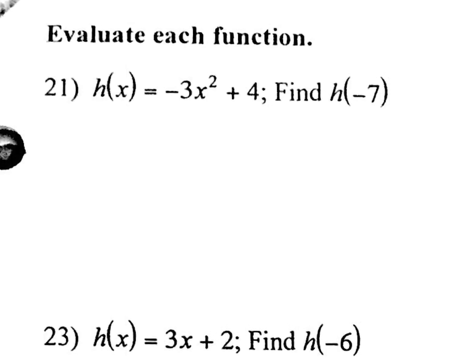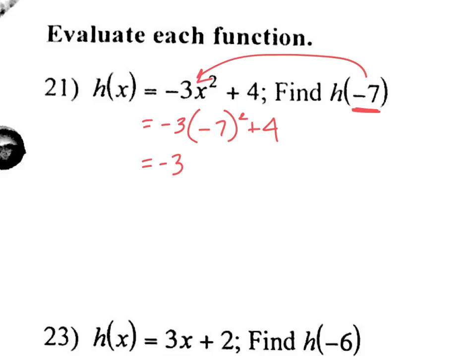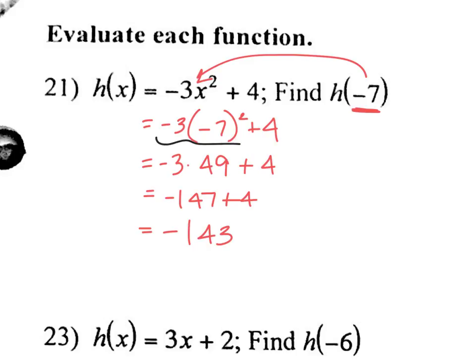All right, so question 21. H of -7 means I just want to replace the variable with -7 and find its value. So I'm going to have -3 times -7 squared plus 4. That's going to give me -3 times -7 squared, that's how you read that, is -7 times -7, which we all know is positive 49, plus 4. When I do 49 times 3, I'm getting -147 plus 4, which is going to give me -143 here. All right, so you really just want to make sure that you pay attention to how this whole sign situation is playing out in this problem.